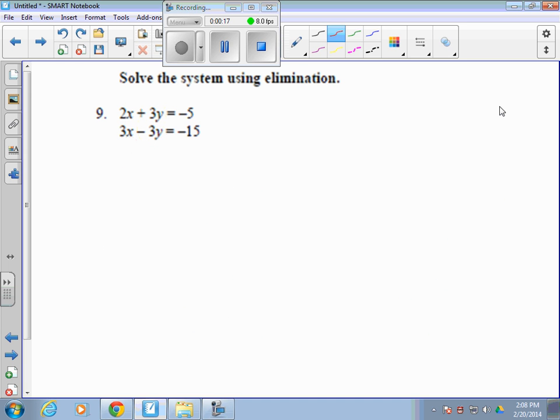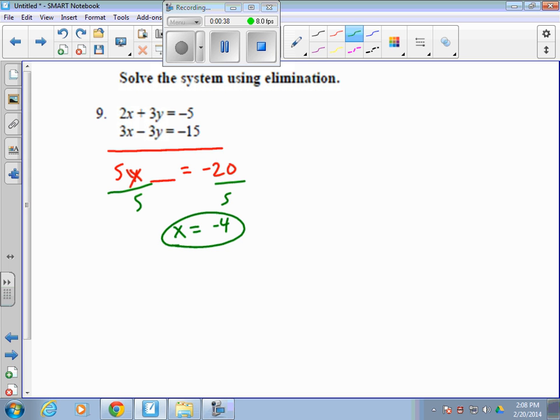We're still using elimination. We're putting these equations together. 2 and 3x is 5x. And 3 and negative 3y is 0y. Negative 5 and negative 15 is negative 20. On the original video, I wrote that as negative 25. When you divide by 5, you get x's value as negative 4.